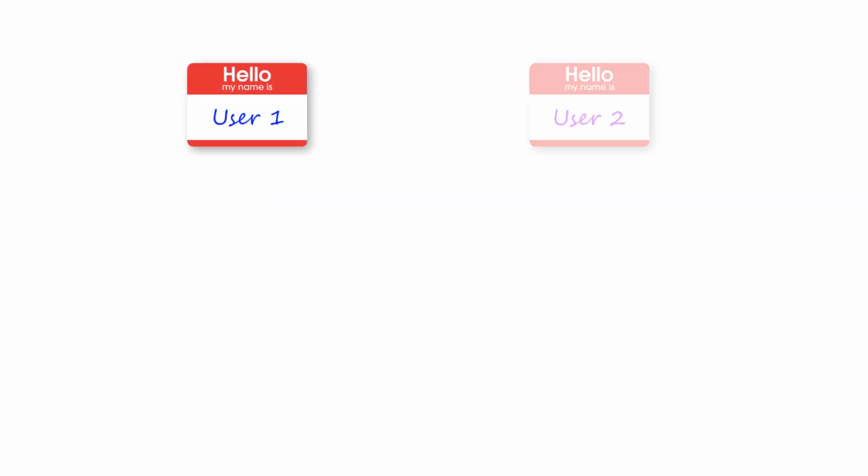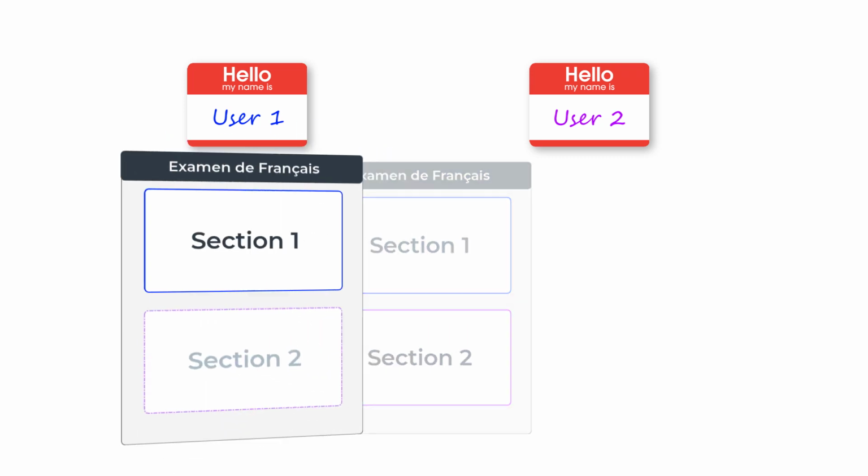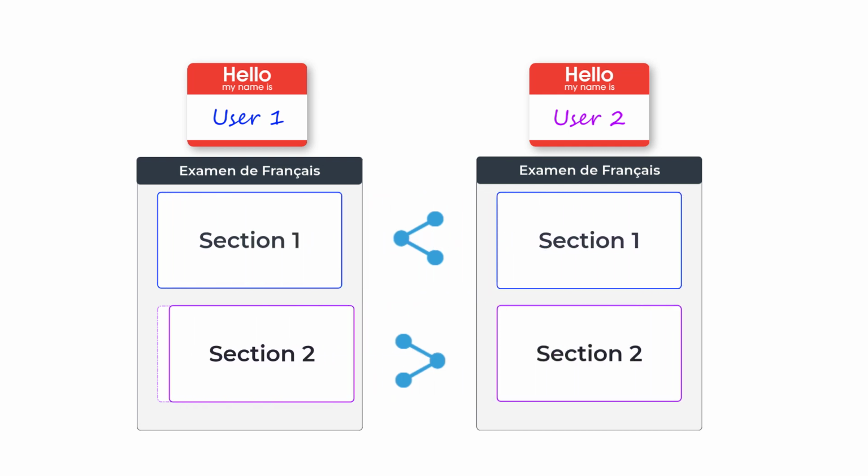For example, let's say two users want to work together to build an exam. User 1 has authored the first section and User 2 the second. By using sharing, each user can create a complete test but only do half the work.